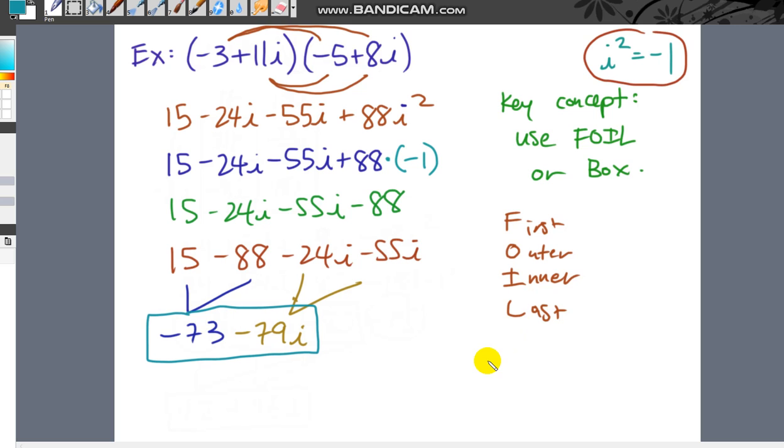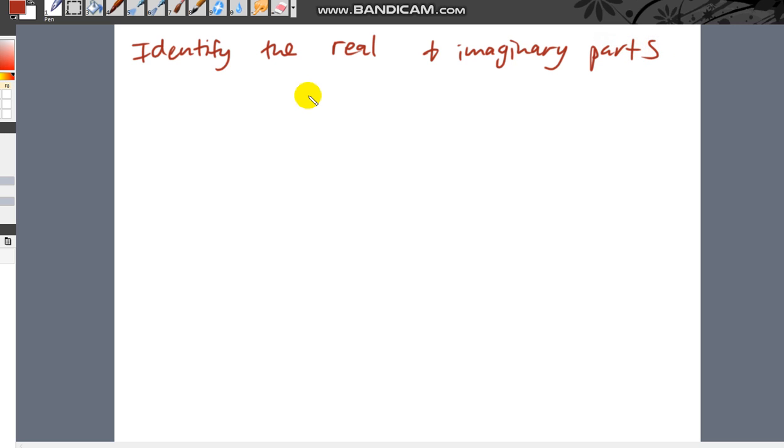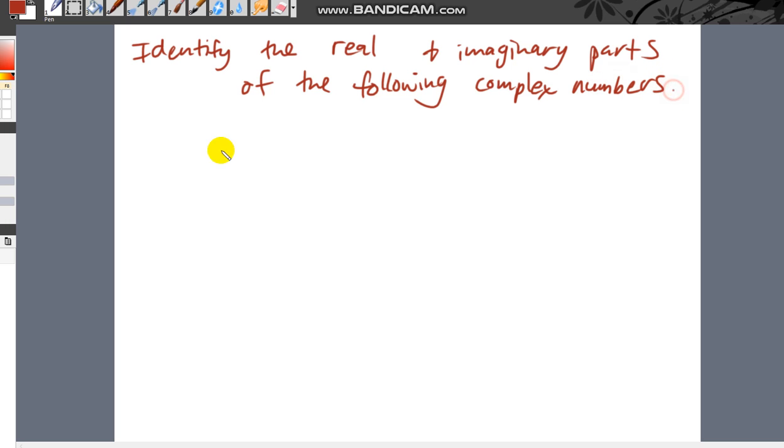Okay, all right, so next part I'm going to show you a few more examples. Okay, so this is referring to the last part of that Google form. Okay, so it looks something like this. So identify the real and imaginary parts of the following complex numbers. Okay, so first example that I'm going to put here is negative 11 plus 2i.